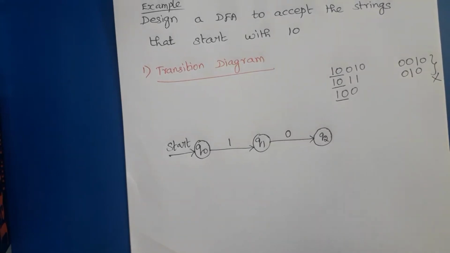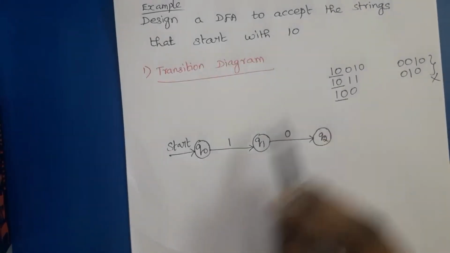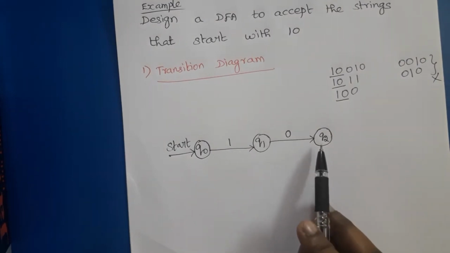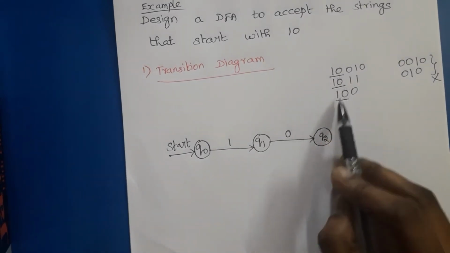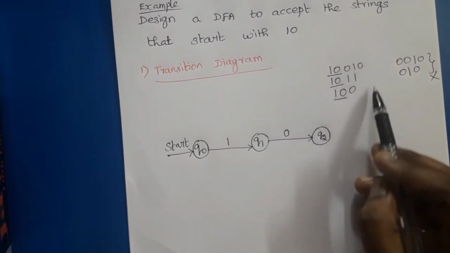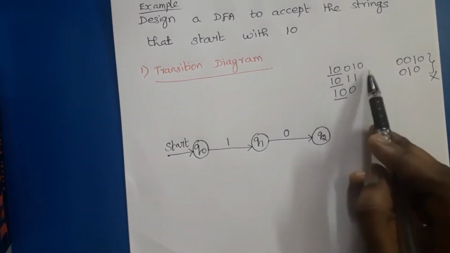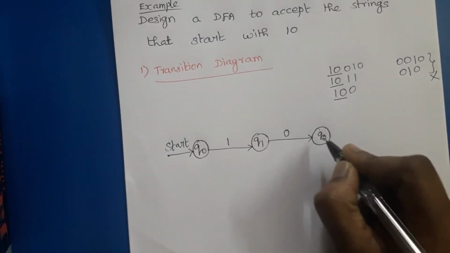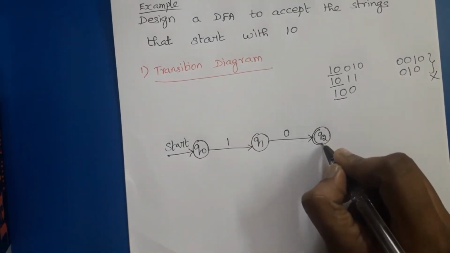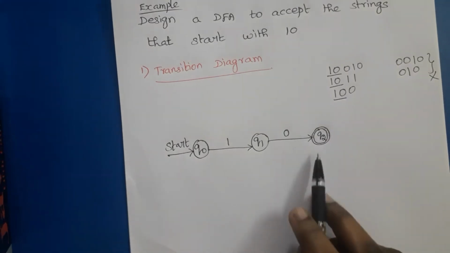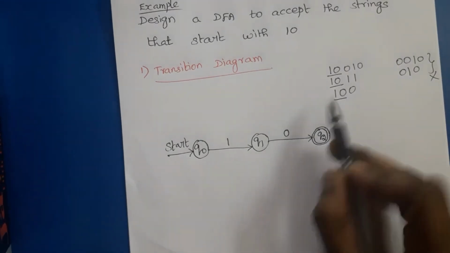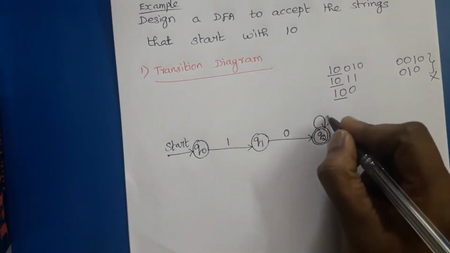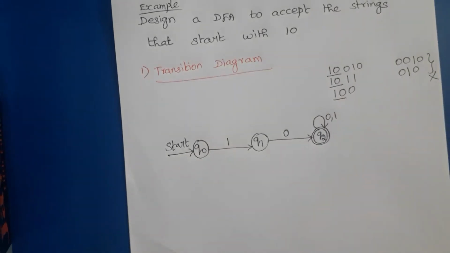This is state Q2. All the strings that start with 1 0 will lead to state Q2. So after recognizing 1 0, whatever the input symbols may be, any number of zeros and ones, the state must remain in the same state. We need to consider Q2 as an accepting state. Normally the final or accepting states are represented with a double circle. So after recognizing 1 0, for all the input symbols, the state must stay in the same state.